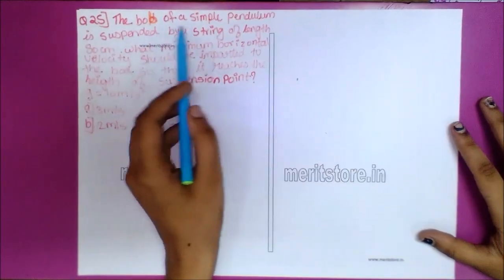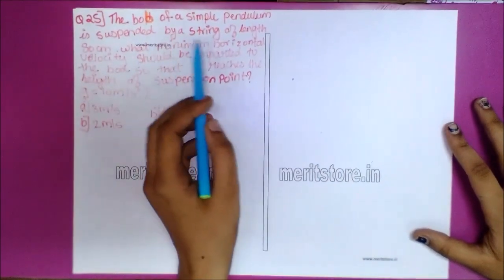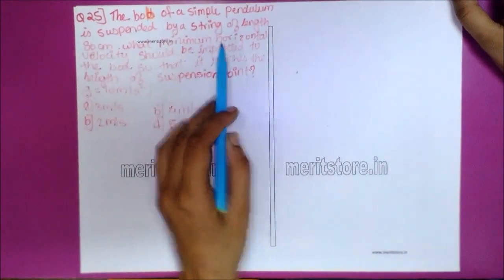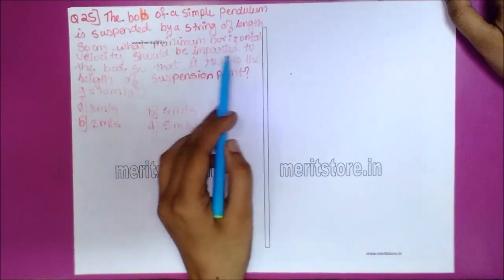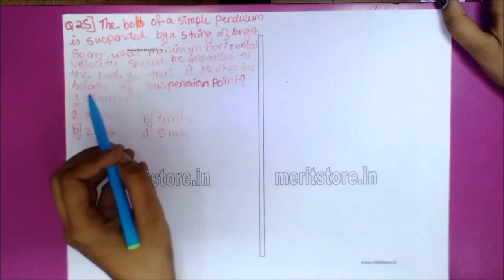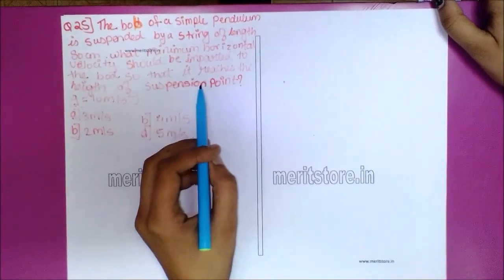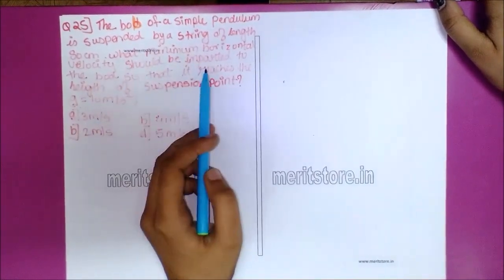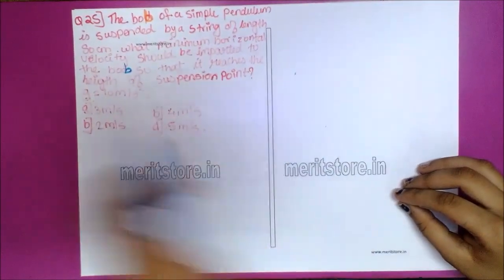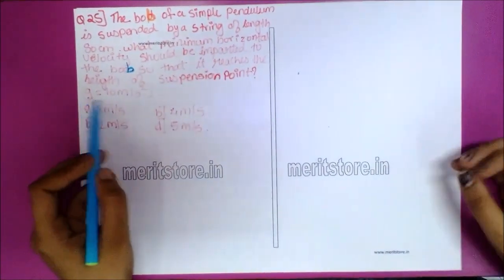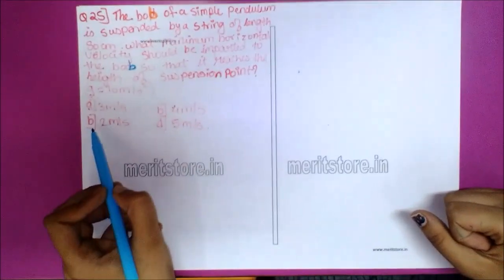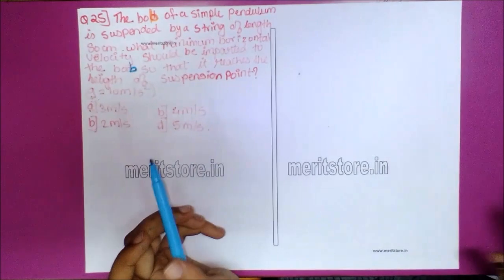Question 25. The bob of a simple pendulum is suspended by a string of length 80 centimeter. What minimum horizontal velocity should be imparted to the bob so that it reaches the height of the suspension point? We have to take g as 10 meters per second square. Options: A 3 meters per second, B 4 meters per second, C 2 meters per second, D 5 meters per second.